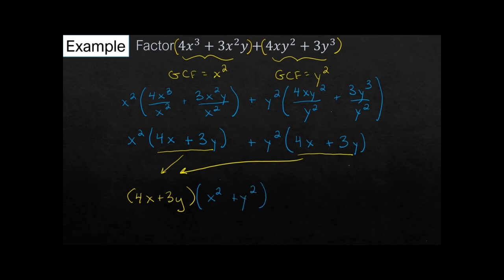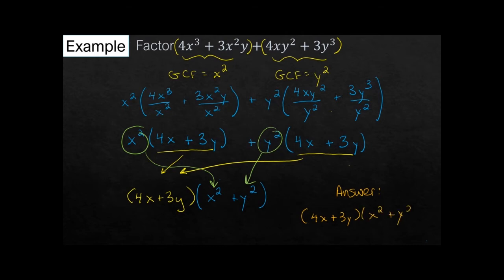So those things that ended up in front become your second set of parentheses. So you're kind of moving things around, and you end up with two things multiplied together. That's the ultimate goal here. So our final answer is 4x plus 3y times x squared plus y squared. So your first set of parentheses is what matches. The second set of parentheses is what's in front. It's those greatest common factors.